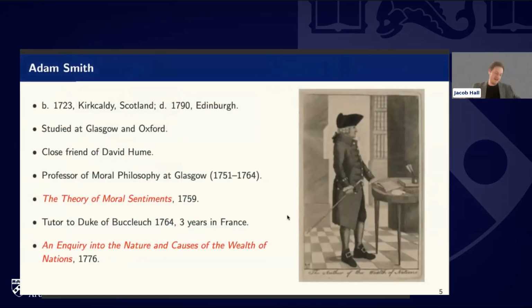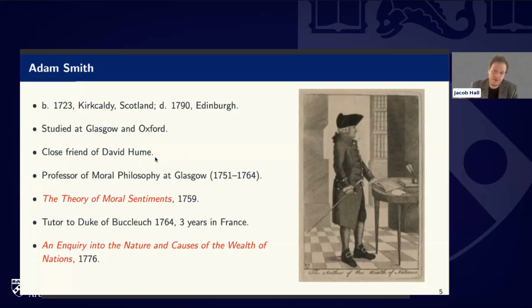Okay, so with that background, let's get to the main character of the story. This is Adam Smith, born in 1723 in Kirkcaldy, Scotland. Lived a nice, decently long life. Died in 1790 in Edinburgh. He studied at Glasgow and Oxford. Again, a close friend of David Hume, a student of Francis Hutcheson, tied in pretty deeply to the network of the Scottish Enlightenment.